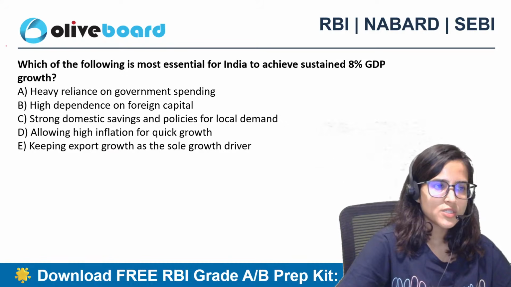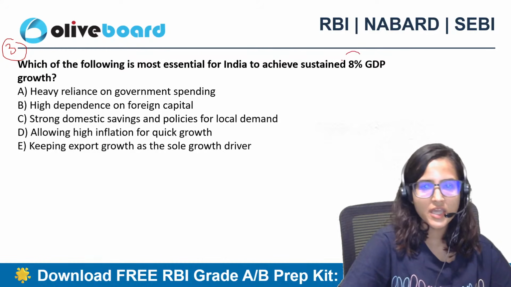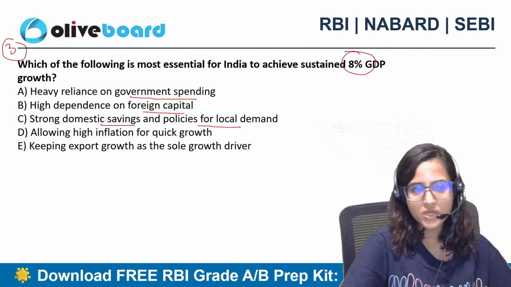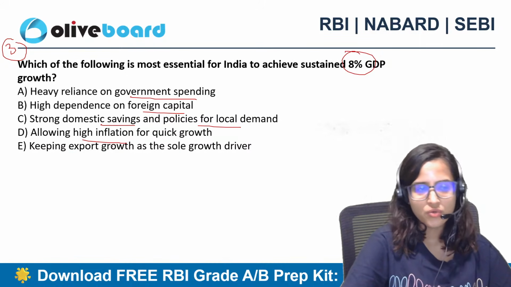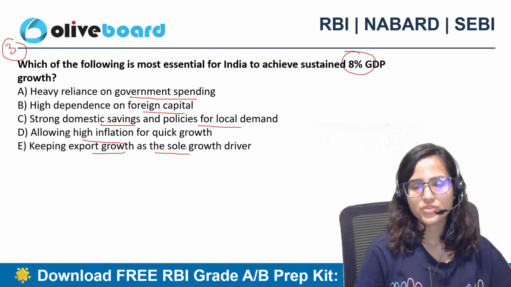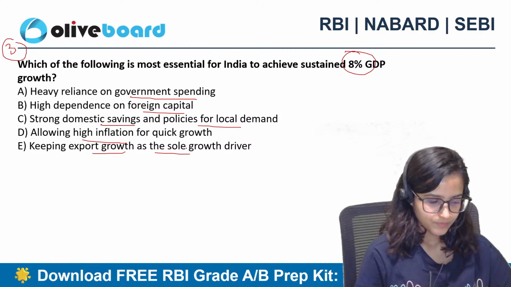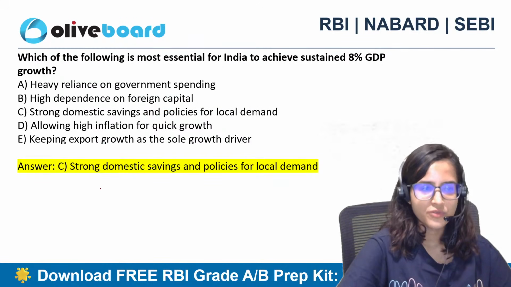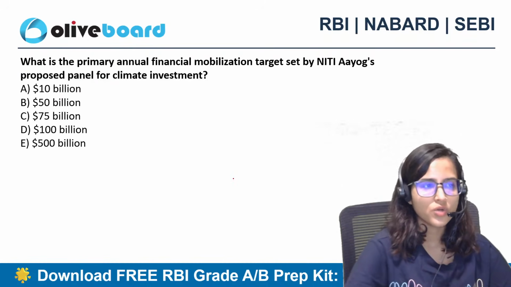Which of the following is most essential for India to achieve sustained 8% GDP growth? Heavy reliance on government spending, high dependence on foreign capital, strong domestic savings and policies for local demand, allowing high inflation or quick growth, keeping export growth as sole growth driver. C, which is absolutely correct, strong domestic savings and policies for local demand.